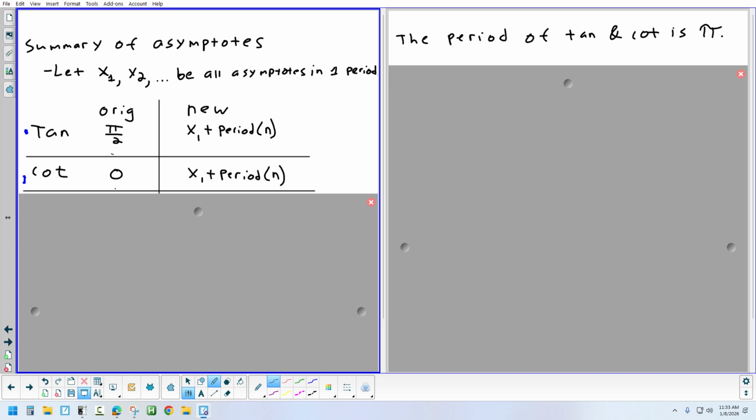And we'll get to the new column in a minute. I haven't talked about that yet. And what did we say the period of tangent and cotangent are? Pi. So if this is where your asymptotes start at pi over 2, if you add pi to that, you'll get the next one. And if you add pi again, you'll get the next one after that. Every time you add the period to the one you started with, you'll get a new asymptote.